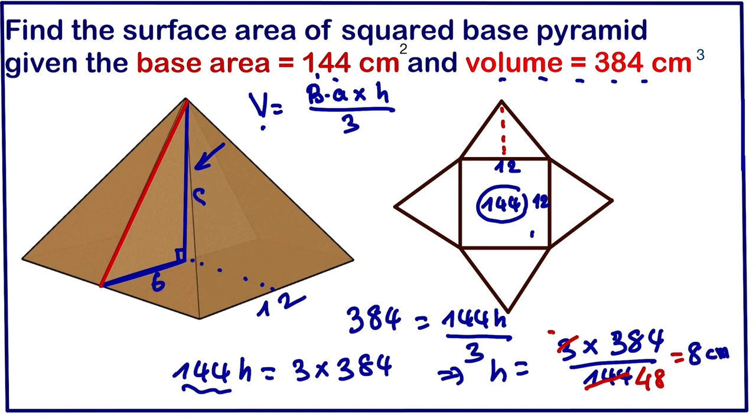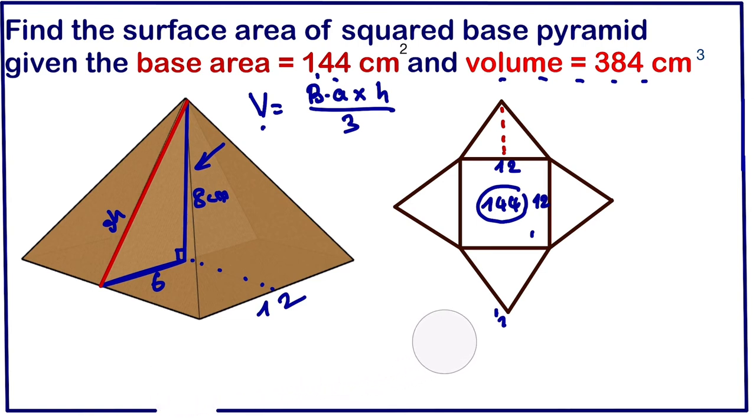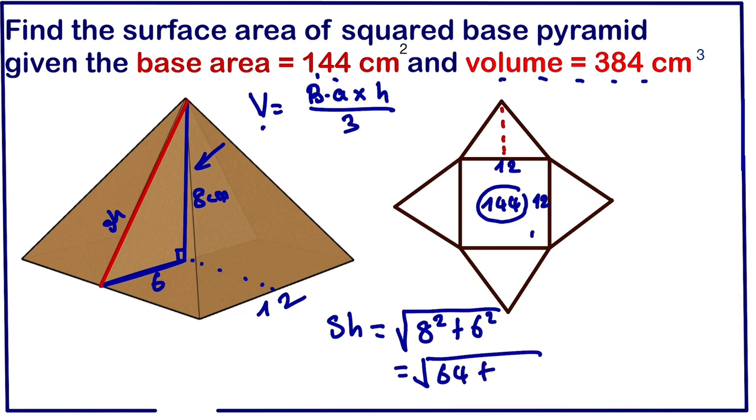Now we have this height, which is 8 centimeters. We can apply Pythagorean's theorem to get the slant height. So if we apply Pythagorean's theorem, we are going to have the slant height will be equals to the square root of 8 square plus 6 square. 8 square is 64. 6 square is 36. If we add them up together, we have 100. The square root of 100 is 10. So this implies our slant height is 10.